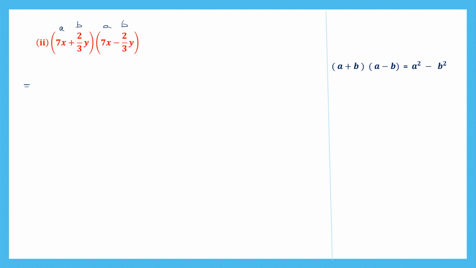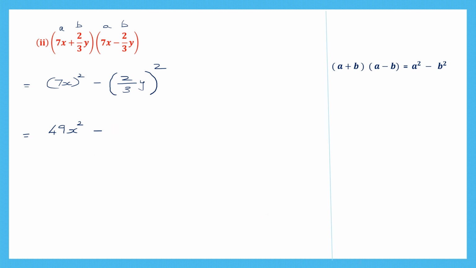So a square means what is a? 7x square minus what is b? 2 by 3y. This whole thing is b, and b square means the square of this whole thing. So now let's work out. 7x square means 7 into 7 first. 7 sevens are 49 and x into x is x square minus, now here each one you should square it. So 2 square means 2 2s are 4.